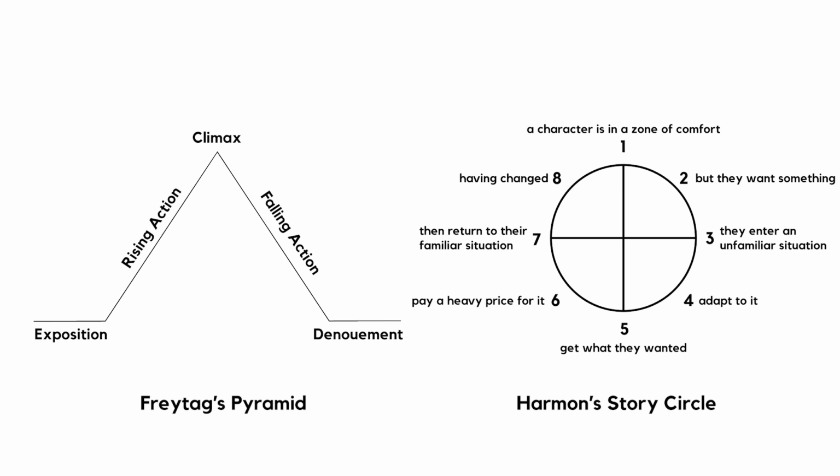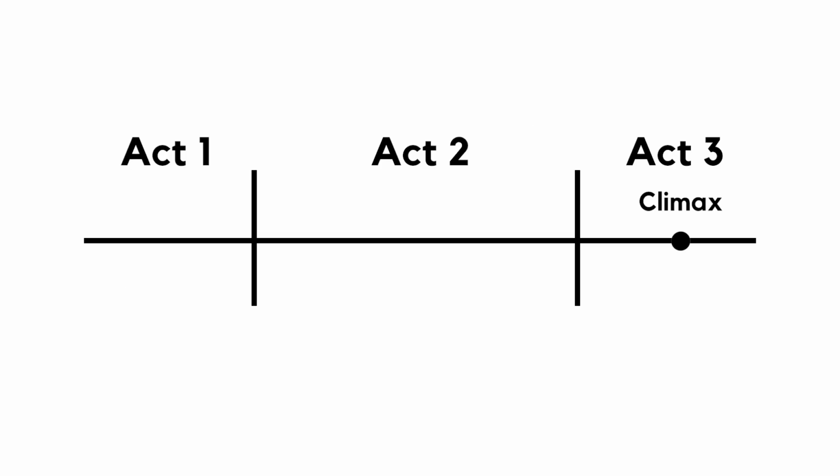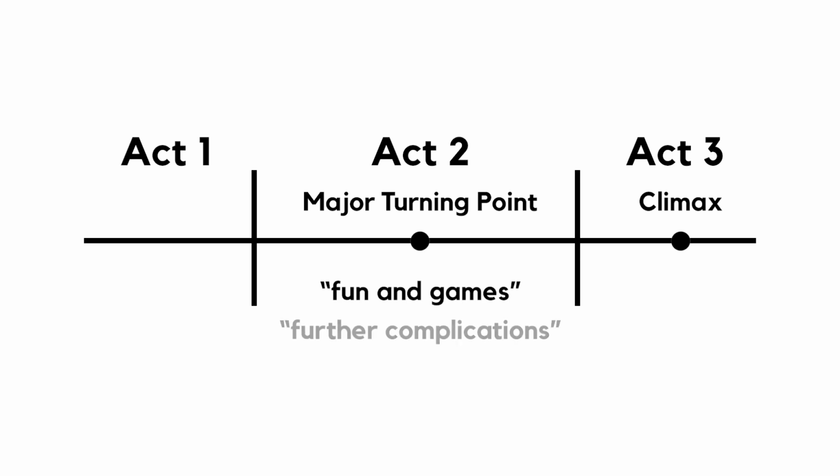Freitag and Harmon both place heavy emphasis on the midpoint of a story. They both see the midpoint as a high point of dramatic conflict that defines the first and second halves of the story. This isn't to discount the common idea of a climax taking place at the end of a story. It is still dramatically satisfying to have a high point of conflict right before your story resolves. What it does do is give a different view on how a story's conflict builds and changes in the middle of the story. Rather than a middle section dedicated to fun and games or further complications, something specific is happening.